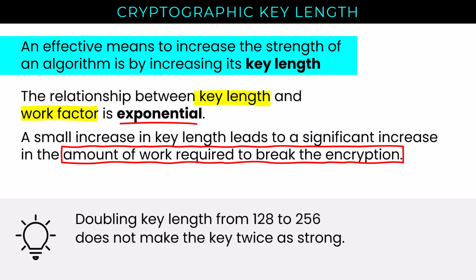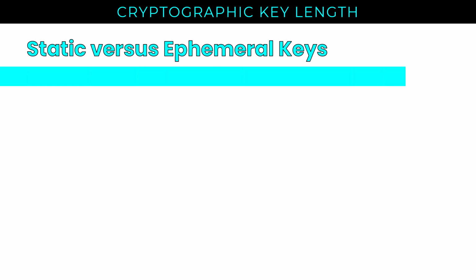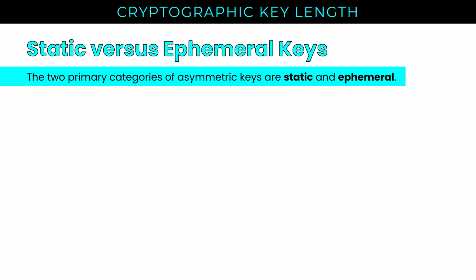But remember, doubling the key length from a 128-bit to a 256-bit doesn't make the key twice as strong. It makes it 2 to the 128th times as strong. It's all about the number of possible combinations. Then we have static versus ephemeral keys. So these are the two primary categories of asymmetric keys.